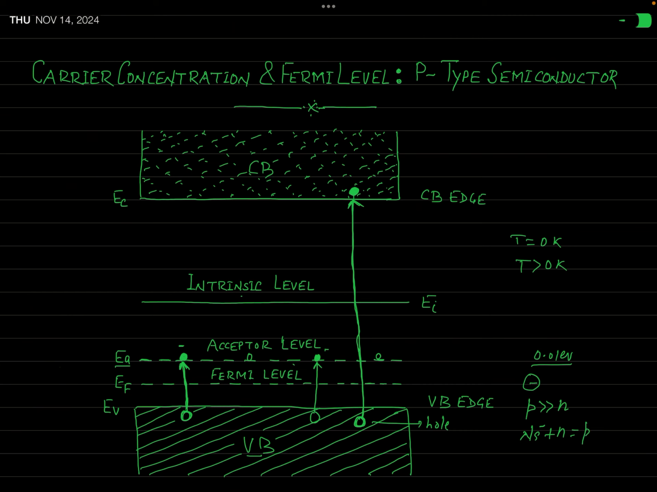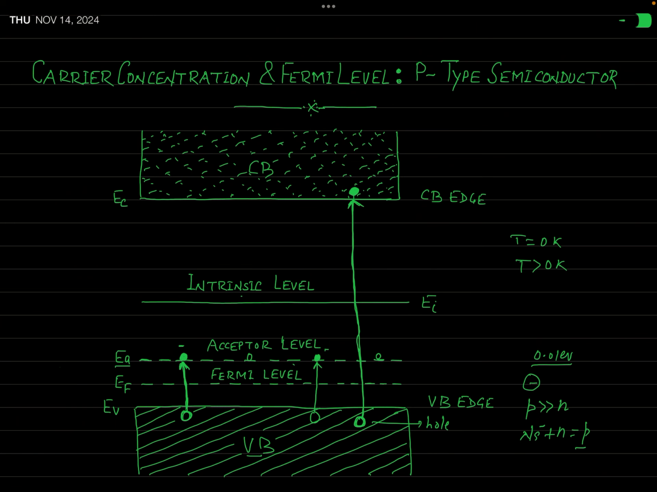So in this way, you can see that the concentration of holes in the valence band is much greater than the concentration of electrons in the conduction band, and so the majority charge carrier in this case is in fact the positively charged holes in the valence band, and these holes are responsible for the p-type conduction.